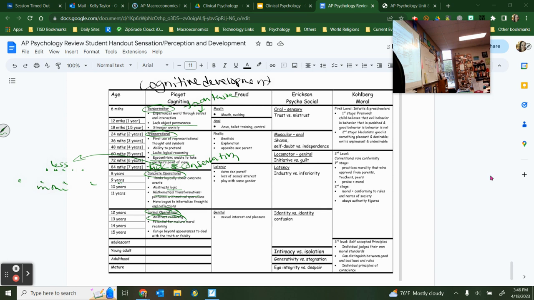Okay, that's Piaget. Freud, I really highly doubt he's going to be on the test when it comes to development. They typically talk about him when it comes to personality, id, ego, superego, and all the defense mechanisms. So I'm not going to spend too much time on Freud. I'm going to go straight to Erikson.